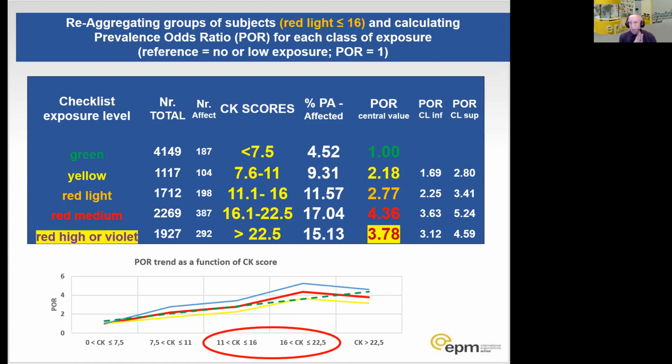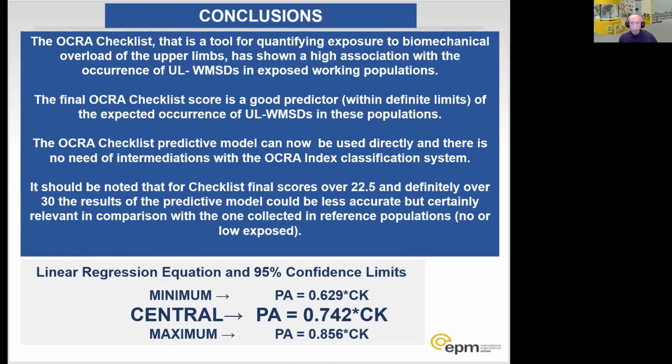and recomputed the prevalence ratios with their confidence limits for the different groups at each level of exposure, obtaining a clear progression of the prevalence ratio, except for the higher exposure, where, however, a healthy worker effect can be supposed.